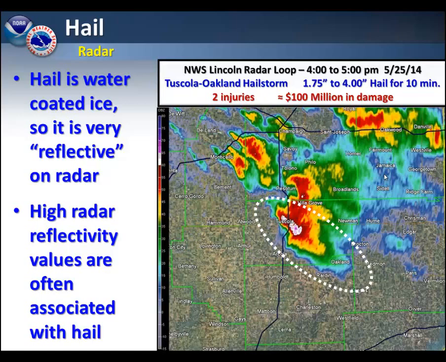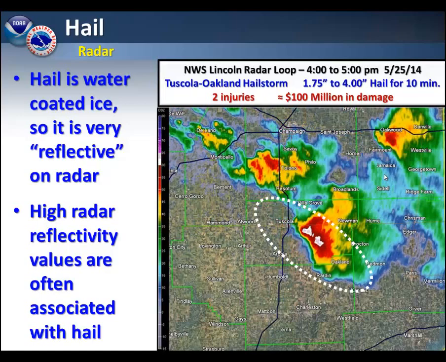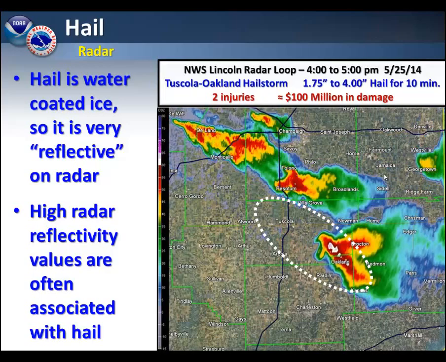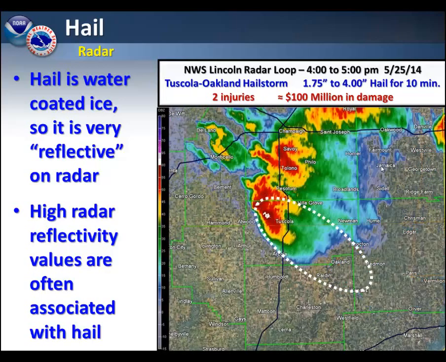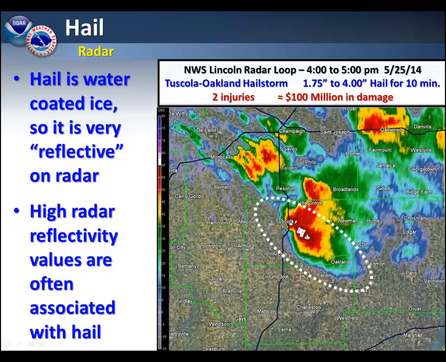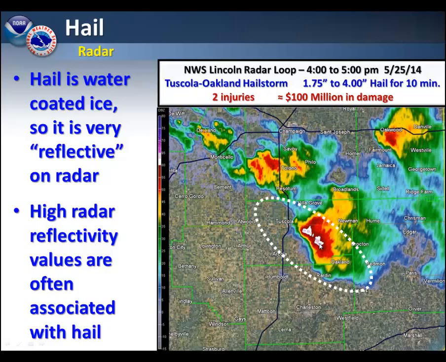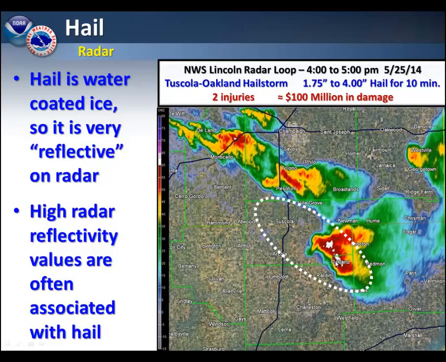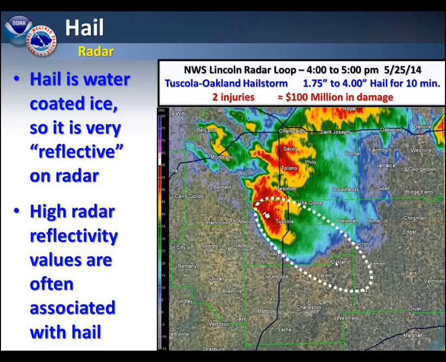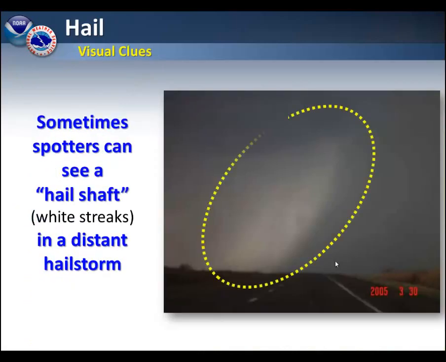This is the radar presentation of the Tuscola hailstorm from last year. Hail is water-covered ice, so it is very reflective on the radar. In the radar images, the areas that are in white and purple are the highest on the radar scale. This is where the hail is occurring. High radar reflectivity values are often associated with hail. When you're out spotting, sometimes you can see a hail shaft. These consist of white streaks off in the distance.